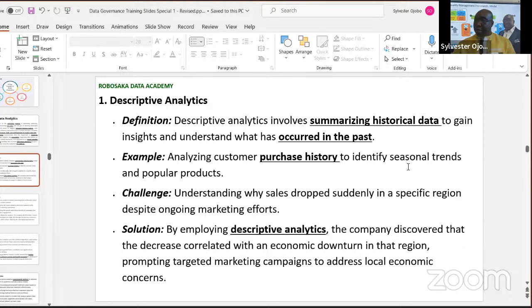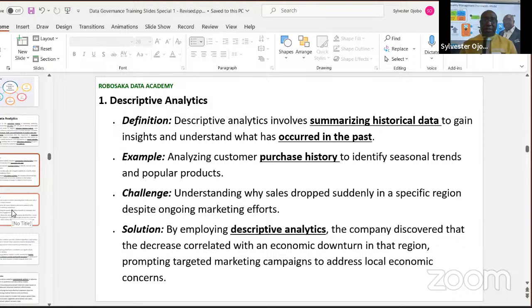There's something Barrister Manuel sent to me. Probably I will put it in the group chat so you can relate to it. Prompting targeted marketing campaigns to address local economic concerns at the time.